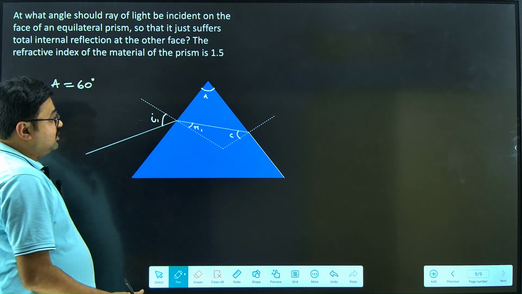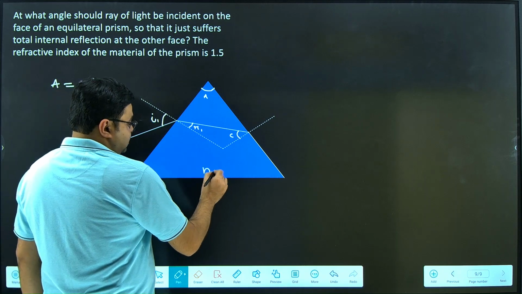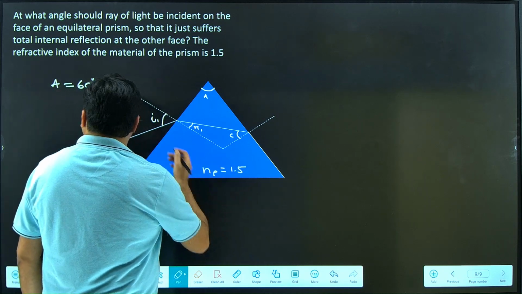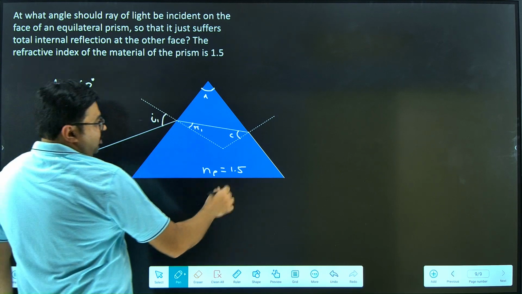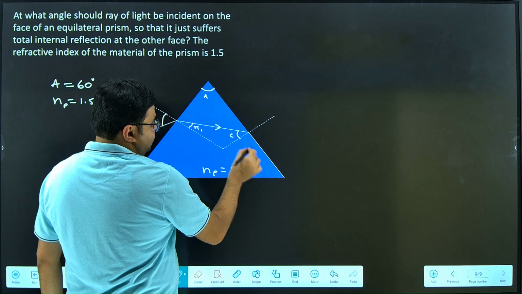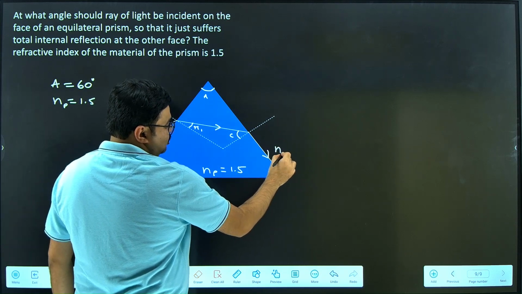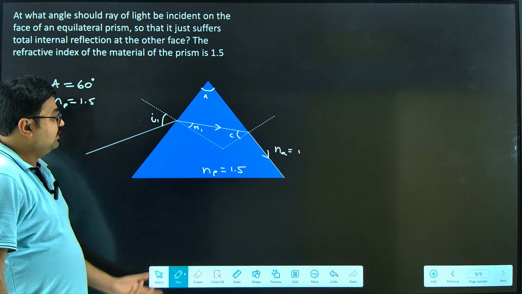Now let's do some reverse engineering. This is the refractive index of the prism. We know that it is 1.5. It's given in the question. NP is 1.5. Because nothing is given in the question about the refractive index of the surrounding medium, I'll assume that to be air, and the air's refractive index is 1.